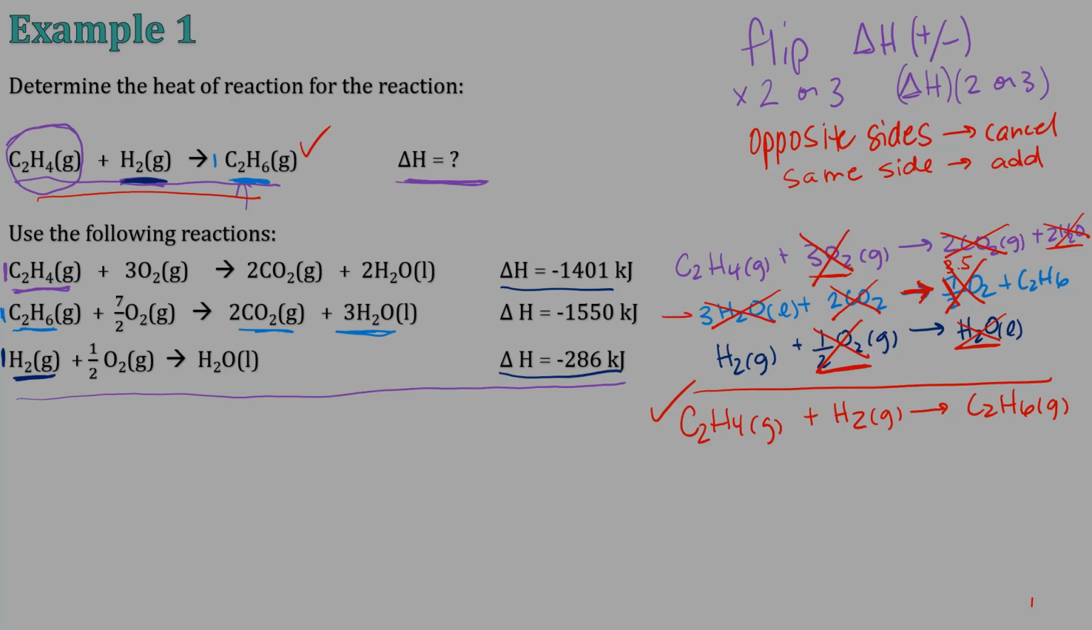Now when I flipped this reaction, when you flip it, the sign has to change. So this negative turns into a positive. So now we can add them all together. And what I end up getting is negative 137 kilojoules. So this would be the enthalpy for this reaction, because when these all add together, remember, it doesn't matter how many steps you take, it just matters that your beginning and end is the same, which it is, then that's the enthalpy for that reaction.